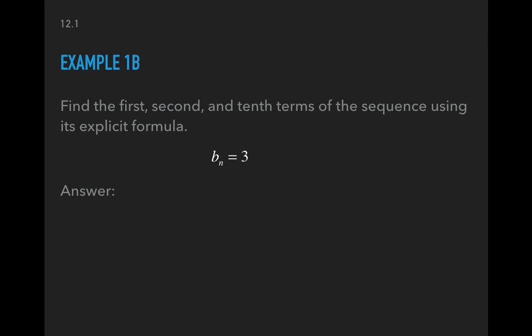Here's another. Ooh, I like this one. Find the first, second, and 10th term in this sequence. The sequence is B sub n equals 3. Well, if you plug in 1 for the n value, notice there is no n value, so it's just 3. And at 2, there's still just 3. And at 10, the output is still just 3.